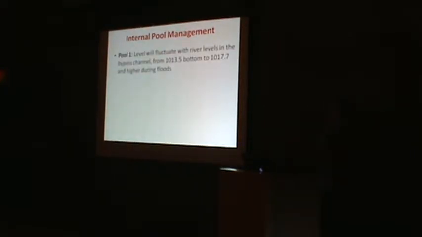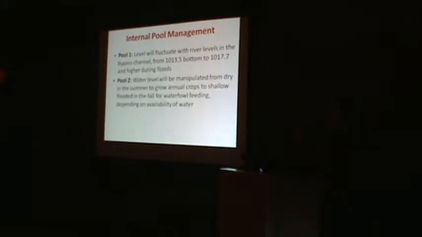Kind of a rehash here, but again, the water level will fluctuate over a 4-foot range in pool 1. In pool 2, we'll start out with it dry, flood it in the fall. In pool 3, kept as dry as necessary for egg production.